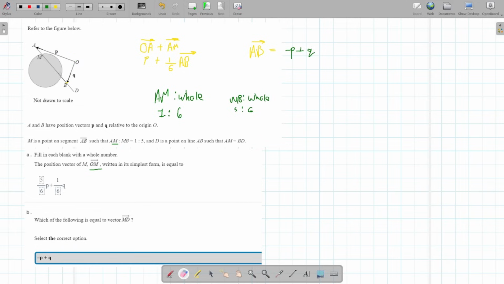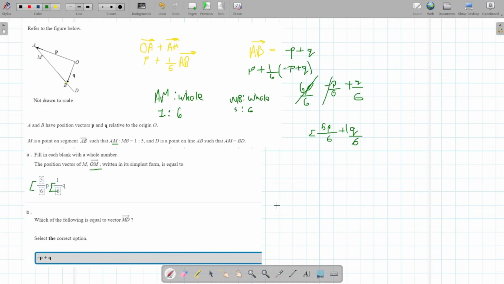I think, let me check. Yeah, because A to O is the opposite of this, which is minus P, but O to B is the same way, so plus Q. Okay, so P plus 1 over 6 of minus P plus Q. Let's simplify this: P minus P over 6 plus Q over 6. To make it the same denominator, multiply by 6. This will be 6P minus P, which is 5P over 6, plus Q over 6. Is that the correct one? Yes, 5 over 6 P plus 1 over 6 Q. Okay, what is equal to MD?